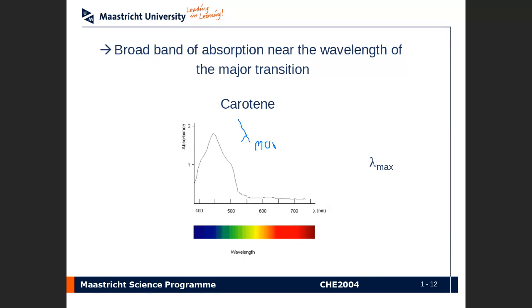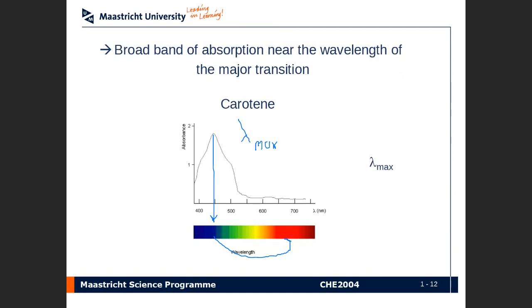And you'll see it quite clearly absorbs in the blue part of the visible spectrum. And that means that the color is going to be the complement of that. We look at the color wheel, and it's going to be orange. That's why it appears orange, okay? And so this is the major transition in this molecule, okay?